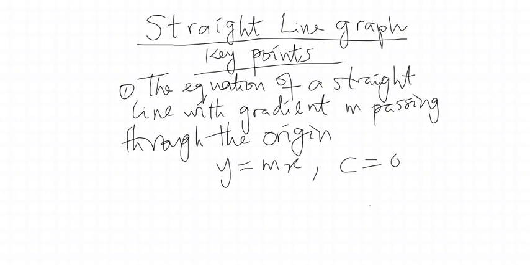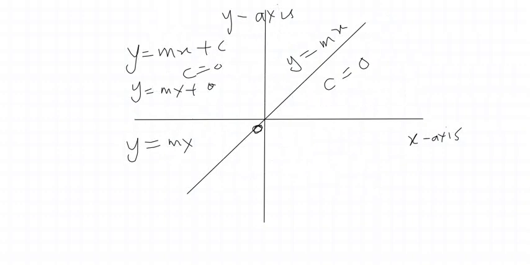In today's online mathematics classes with my students, I started with straight line graphs and stated the key points. The first key point is that the equation of a straight line with gradient m passing through the origin is y = mx + c, where c = 0. I drew a graph to show what it looks like when a straight line passes through the origin, where c is the y-intercept, which is 0.